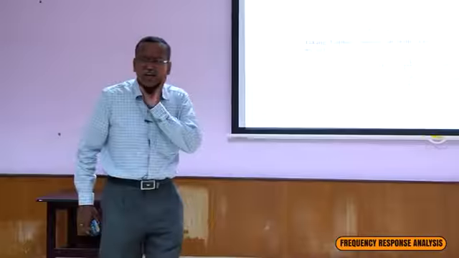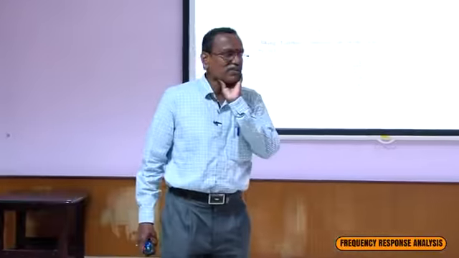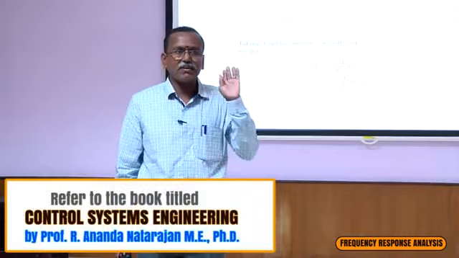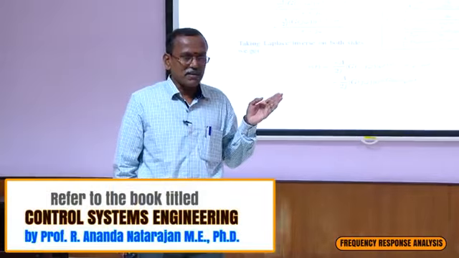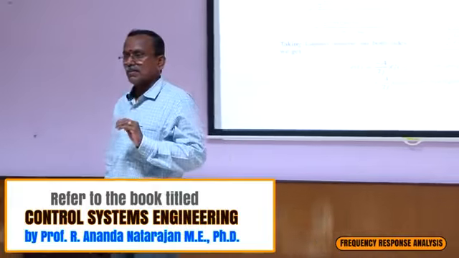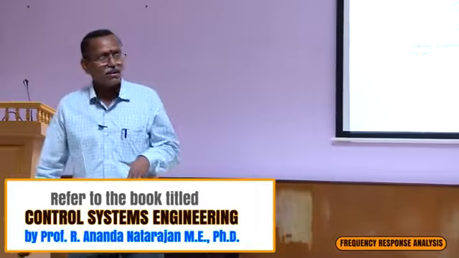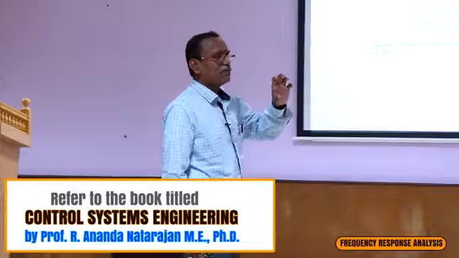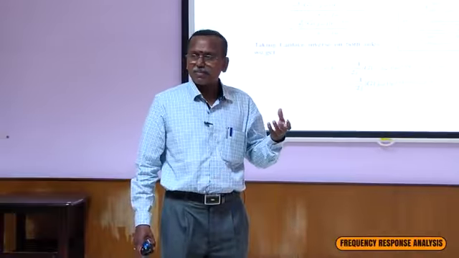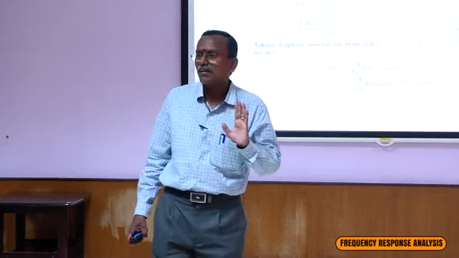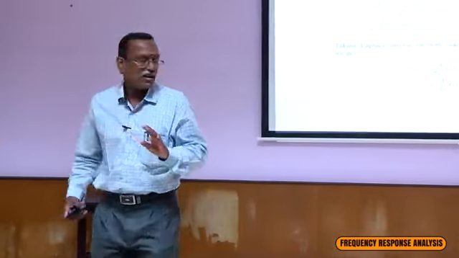What is G(j omega)? So far we have seen transfer functions as G(S), but I am writing here G(j omega). What is G(j omega)? Replace S by j omega. That is called the frequency transfer function. If you replace S by j omega, then it is called the frequency transfer function. Both are the same; instead of S we are substituting j omega.